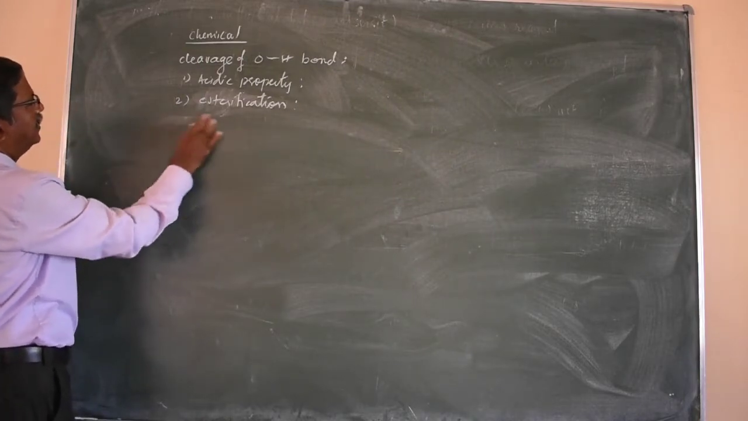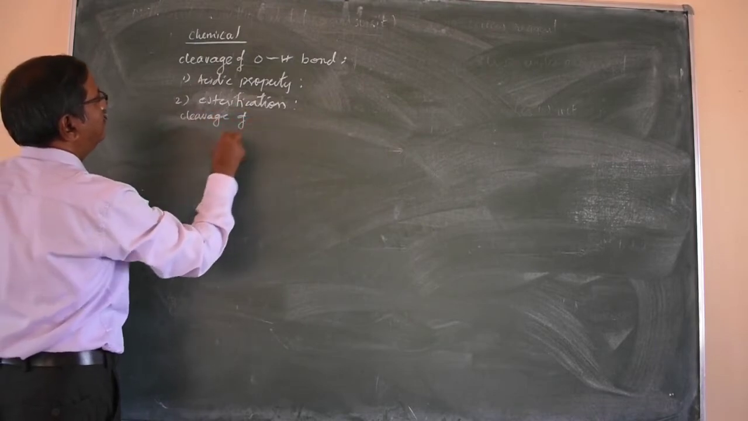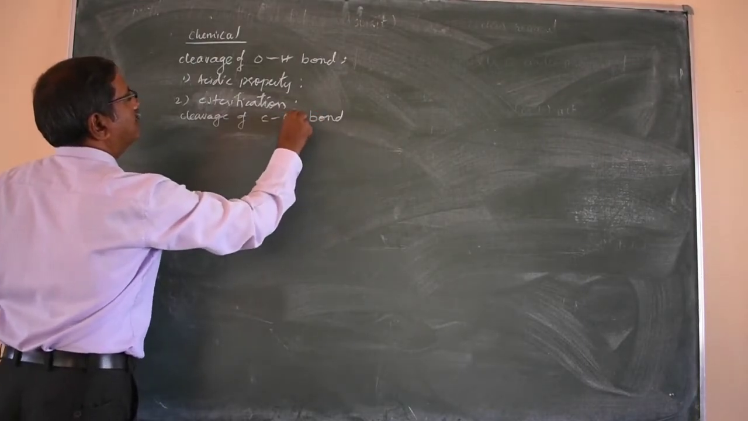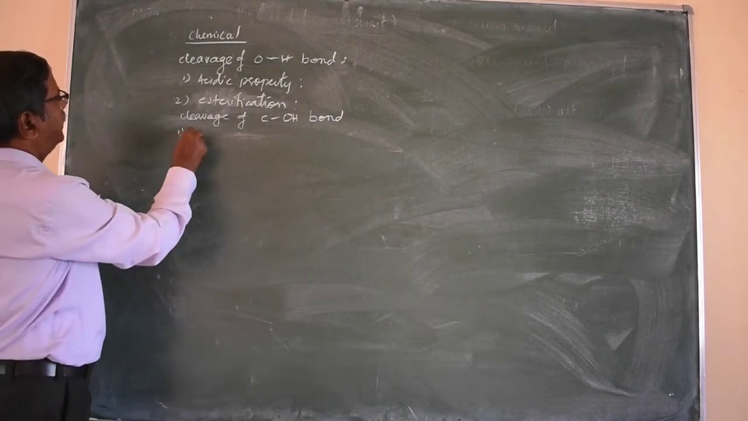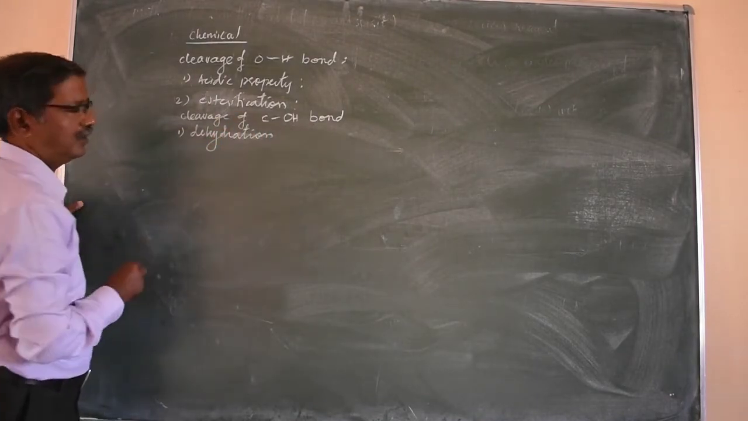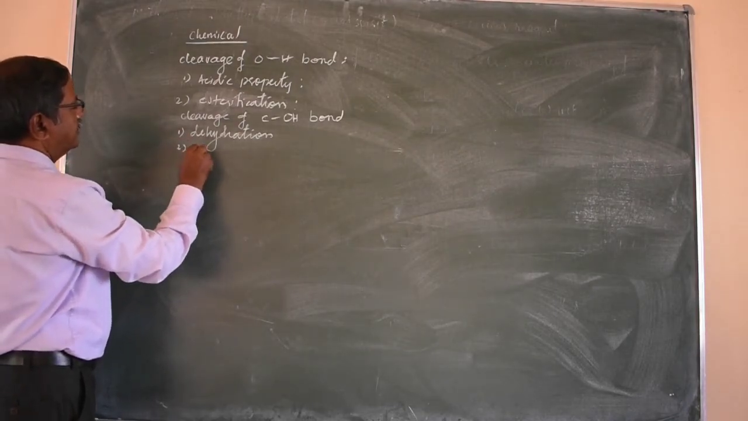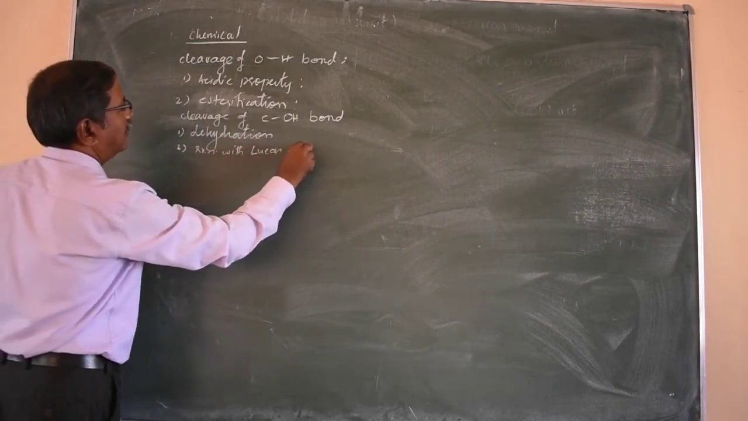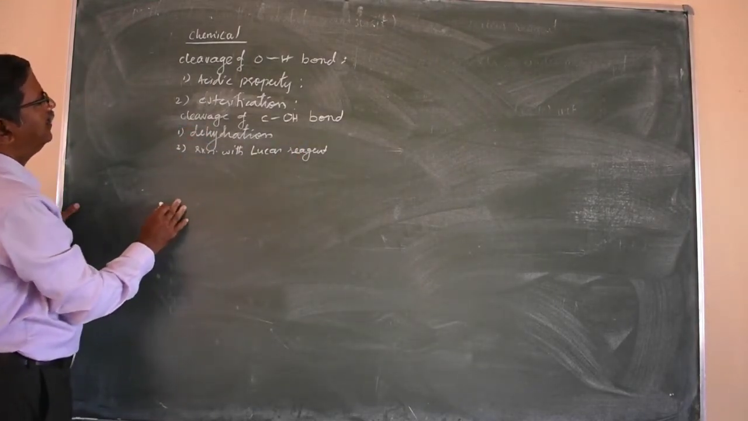Third property is after cleavage of OH bond, the cleavage of CO bond. In cleavage of CO bond, the first one is dehydration. Dehydration involves the cleavage of CO bond. Then the second is reaction with Lucas reagent.